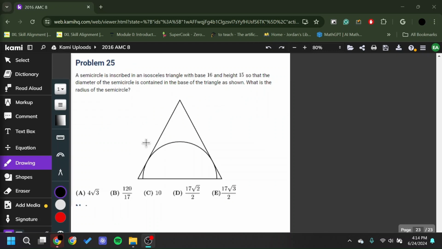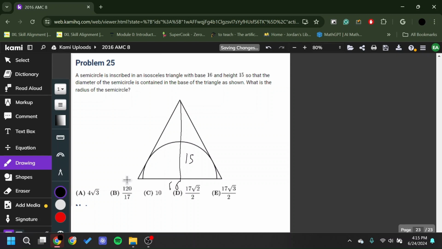A semicircle is described in an isosceles triangle with base 16 and height 15, so that the diameter of the semicircle is contained in the base of the triangle as shown. What is the radius of the semicircle? So let's label everything. This is 16. Sorry for that, that's a really bad line. That's better. Height is 15.